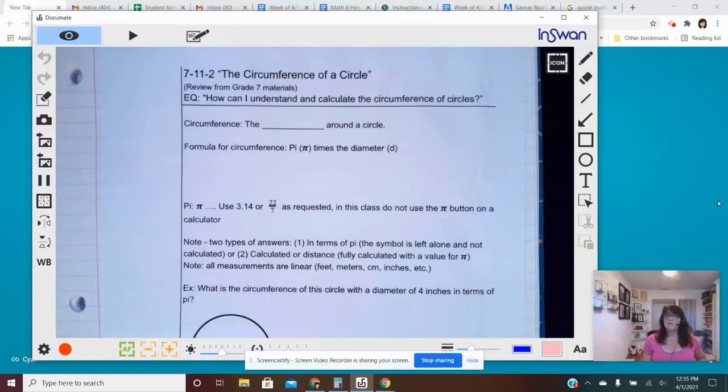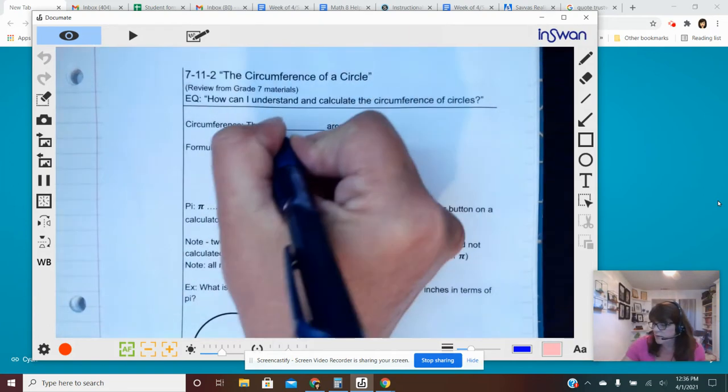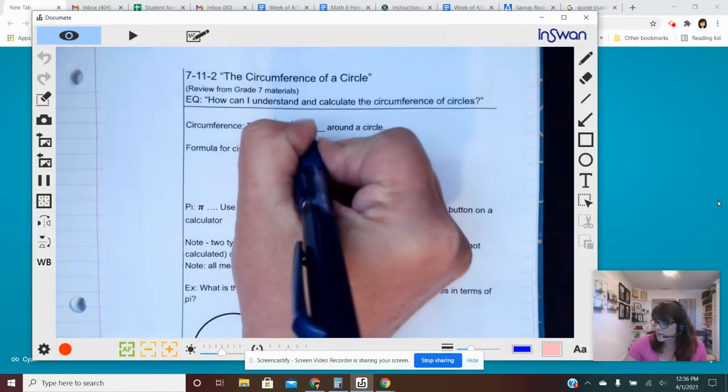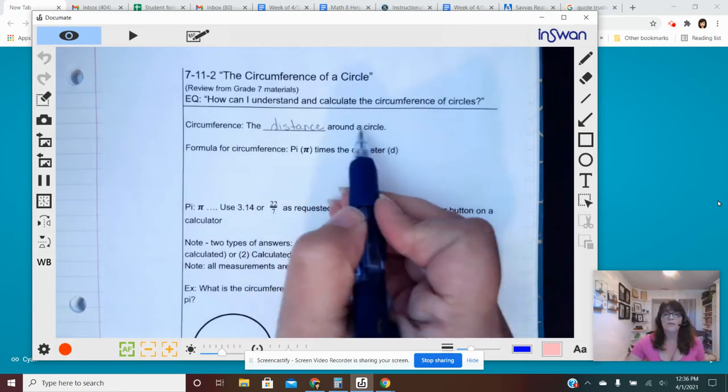Everybody. So, continuing with our lessons on circles and moving into circumference. Now, the best, really kind of non-mathematical definition of circumference would be it's the perimeter of a circle. Okay, for circles, we do not use the word perimeter. But it is simply the distance around a circle.